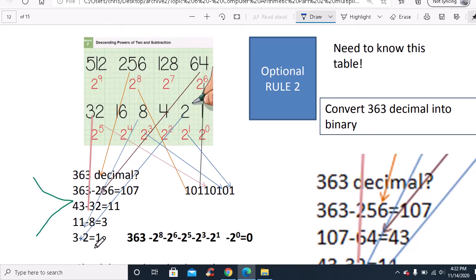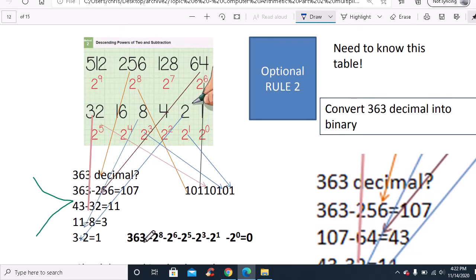So let's have a look at this. You can check the result more or less by saying, well, okay, take away 2 raised to the power of 8 from 363. Now take 2 raised to the power of 6. Now take 2 raised to the power of 5. Now take 2 raised to the power of 3. And now take 2 raised to the power of 1. And that actually leaves you with 1. Now take away 1 and you should get 0, and you do.